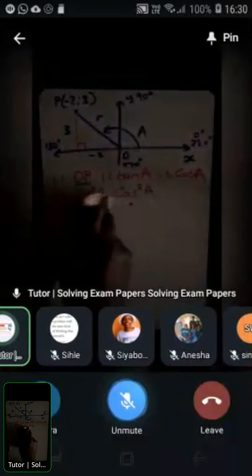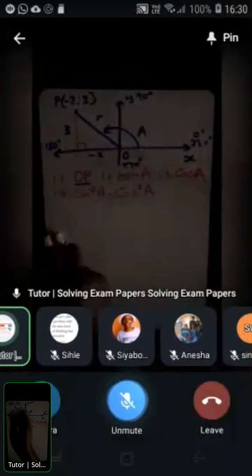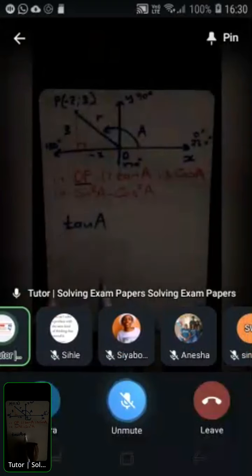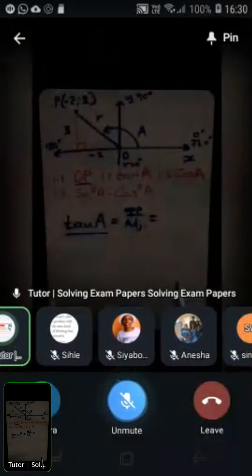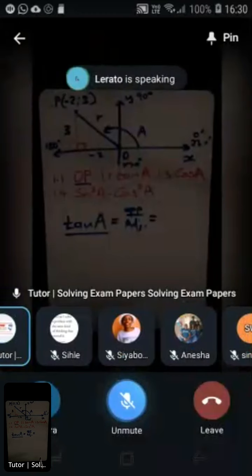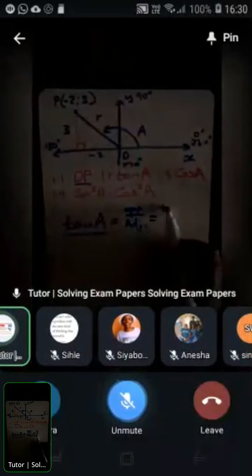On the second question, they want you to calculate tan angle. Very, very important, ladies and gentlemen. So what is tan angle? So you just say tan. Remember, the angle is A. It's equal to, what is the ratio for tan? We know tan is equal to opposite over adjacent. So what is opposite and what is adjacent, guys? It's y over x. So it's y over x.